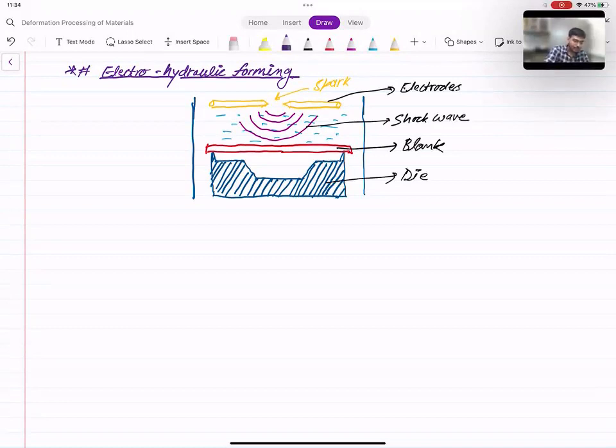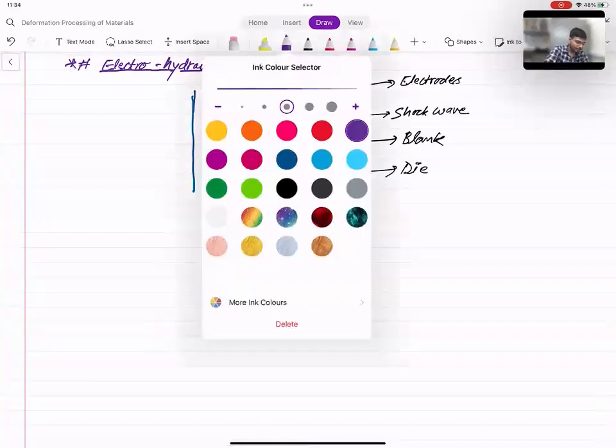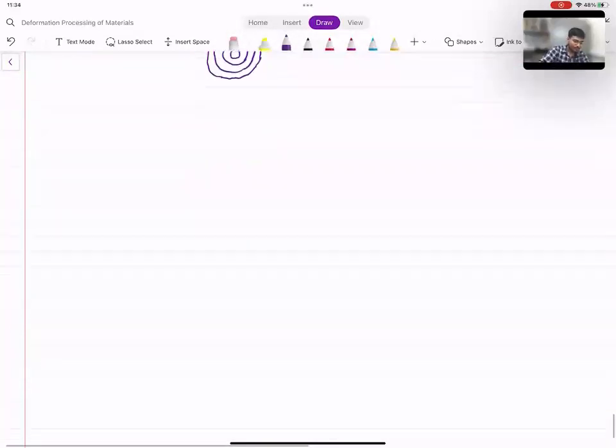So how this shock wave appears is basically like some loop of waves like this. It is represented like this. These are various wave fronts passing one after the other, and when they reach the blank, they transmit the energy to the blank, which leads to its deformation. Okay. So let us see some more details about the shock wave or concept of shock wave.